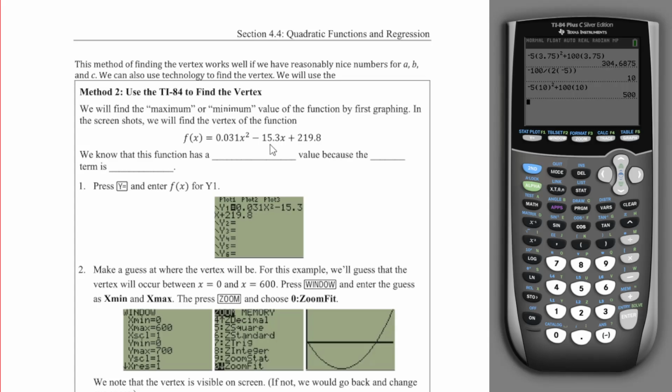0.031x squared minus 15.3x plus 219.8. Those numbers are pretty unpleasant. We know that this function has a minimum because the x squared term is positive. So to find the vertex, we'll find a minimum. How can we do that? Well, we're going to start by graphing this function.